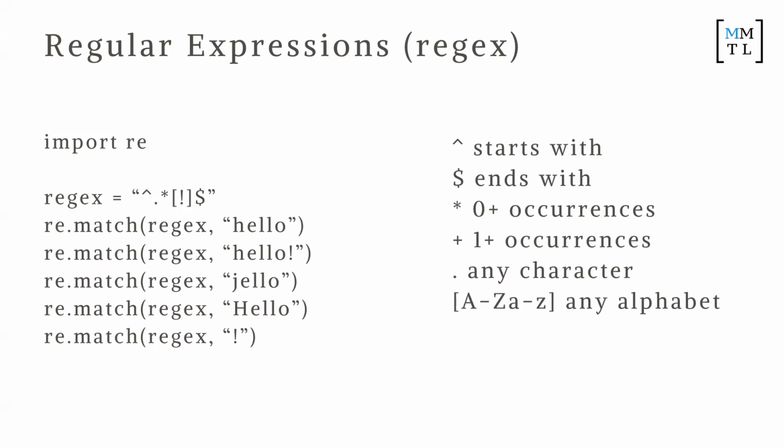So caret means that it has to start with any character. However, that any character can be 0 or more occurrences, inclusive, okay? And then we have an exclamation mark that it has to end with. Okay? So which ones would apply, or which ones would return true? Yeah, 2 and 5, exactly.